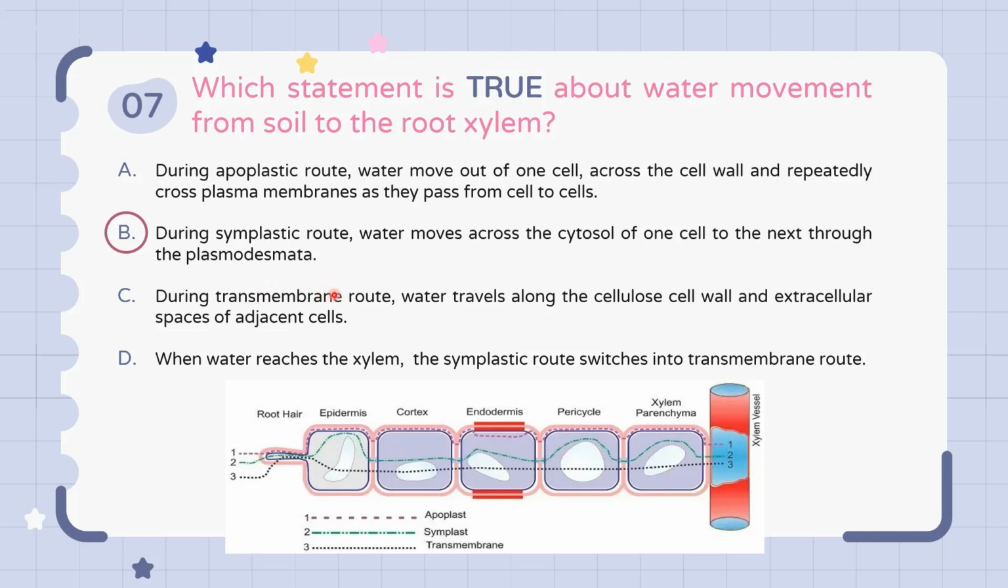While in transmembrane route, water will need to travel across cell wall and intracellular region of the cell. In addition, there is also no need for water in symplastic pathway to switch into transmembrane pathway as it already reaches the xylem.